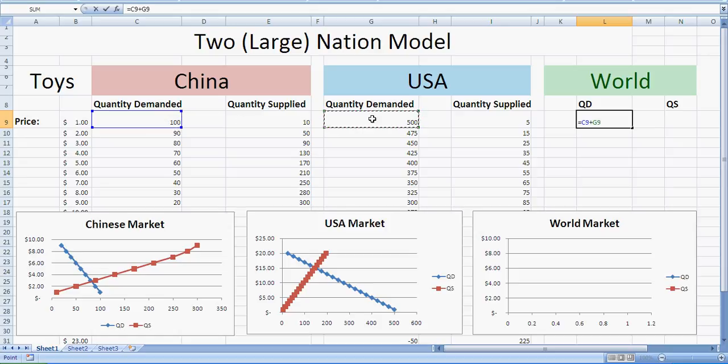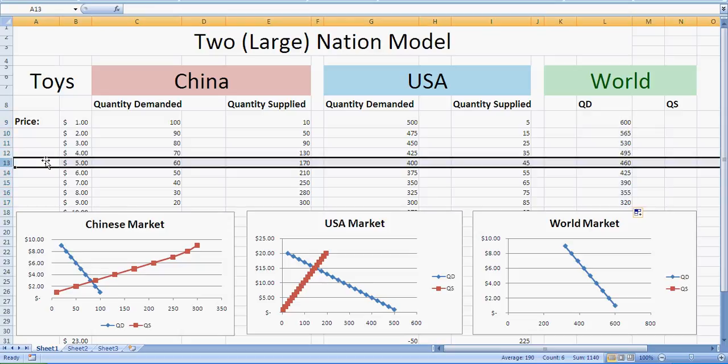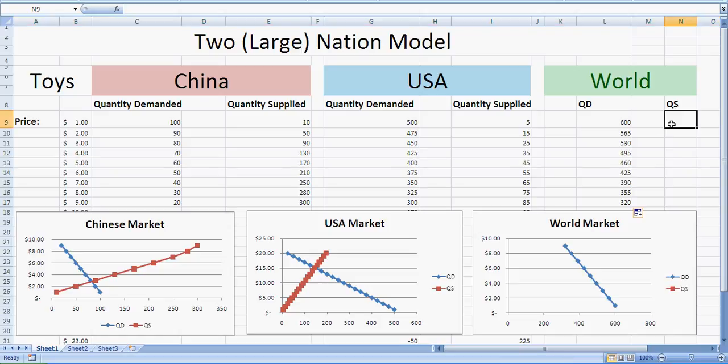So this cell is just going to be 600. So at a price of $1 then, there are 600 toys demanded in the entire world. So now if we just go ahead and copy that all the way down, we then see that at a price of, let's just pick another nice round number, $5 here, there are 460 toys demanded in the entire world, just adding up 60 to 400. So then we're going to do the exact same thing for supply.